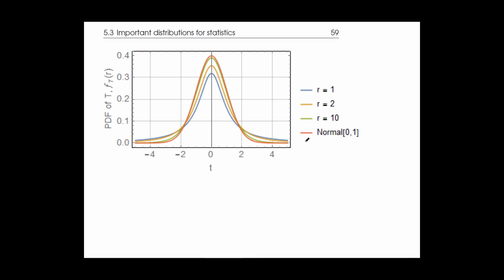So the normal 0-1 is in red, so it's the highest curve up here. That's the normal 0-1. And all the others are t distributions with increasing degrees of freedom. So from the blue one with 1 up to, you see, r equals 10 is already pretty close to the normal distribution, right? Okay. And with that, my friends, we have finished chapter 5. Congratulations.